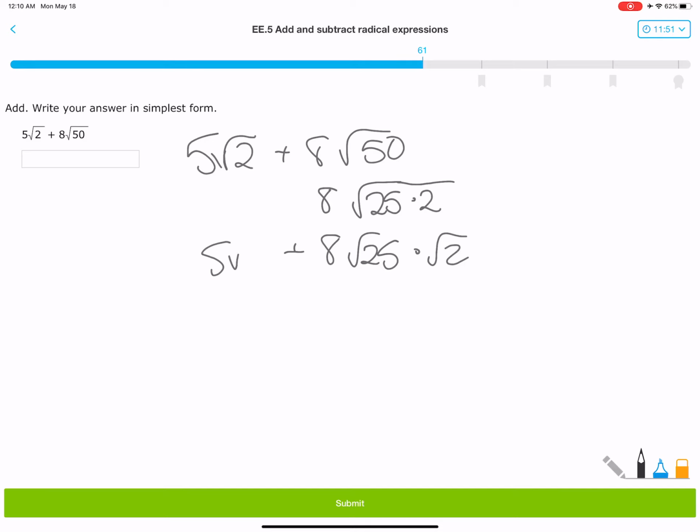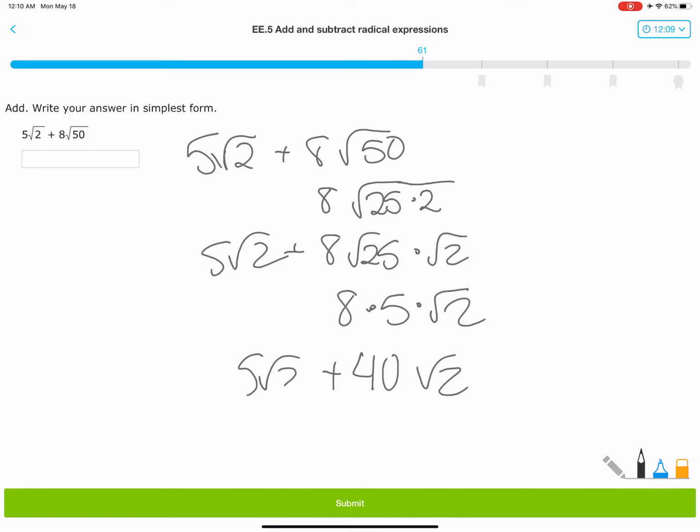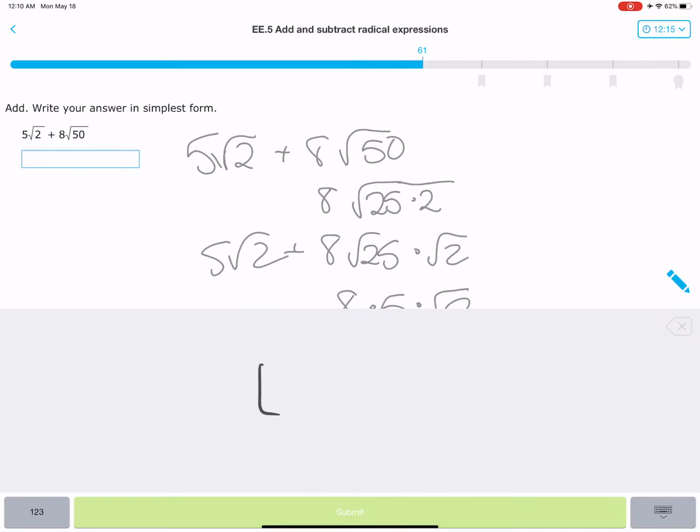Okay. And 8 square root of 25, what's the square root of 25? That's 5. So we have 8 times 5 times square root of 2. 8 times 5 is 40 square root of 2, plus 5 square root of 2. And we get 45 square root of 2.